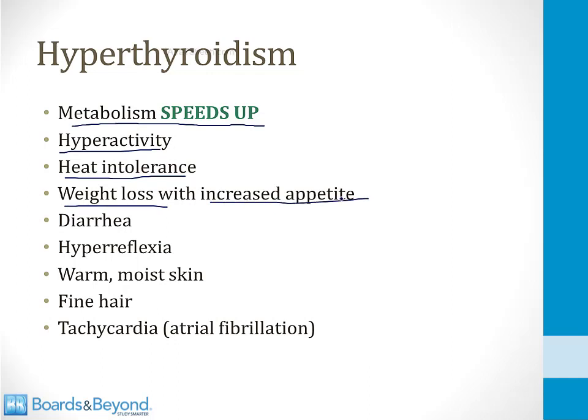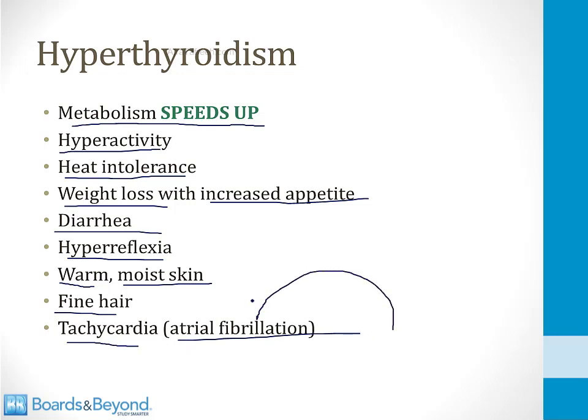Their bowels move more rapidly, so they have diarrhea. Their reflexes are more rapid, so they have hyperreflexia. Their skin is warm and often moist. They classically have fine hair, and they can develop tachycardia, and in particular, they can sometimes go into an arrhythmia called atrial fibrillation. And when patients present with new onset atrial fibrillation, one of the things you always need to do is exclude a hyperthyroid state.